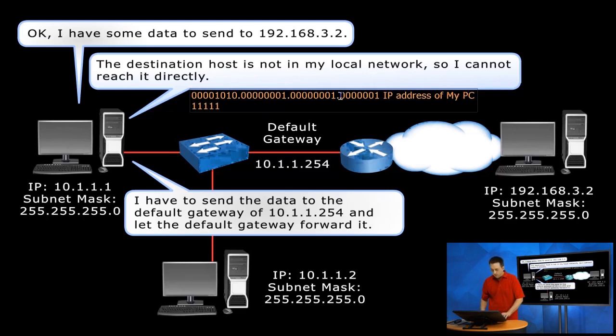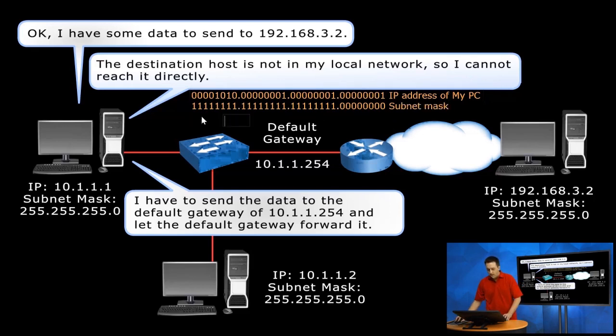It's 8 ones, 8 ones, 8 ones, and then 8 zeros. I think I missed a number here somewhere. No, I didn't. Wow, I just have way too many. There we go. Can't count today. All right, so there's our subnet mask. So what is my network ID?